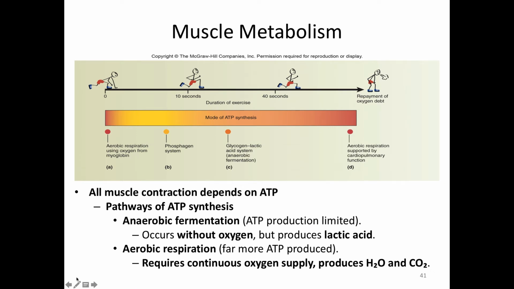So we've talked about the preconditions for contraction and relaxation, and one of the things I mentioned was it's not energetically free to contract, nor is it energetically free to relax. So all muscle contraction depends on adenosine triphosphate. It's the energy currency of the cell that the cell uses to spend and do work. But there's more than one way to make ATP. So ATP is sometimes made using oxygen via aerobic respiration, but this requires a continuous oxygen supply, and it produces water and carbon dioxide as waste. So these are ones you breathe out.